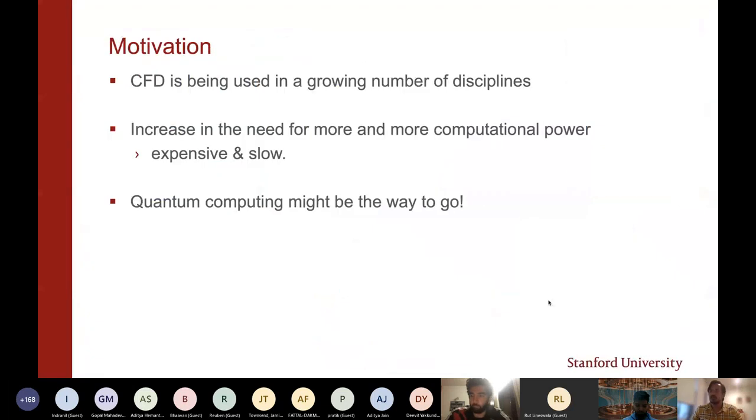So yeah, if you look at all these, CFD is being used in a growing number of disciplines these days. And for all this, we need more and more computational power, and the demand is increasing day by day. Large scale simulations can only be done on large scale, high performance supercomputers, and it's slow and expensive. So one alternate option that I can think of right now is quantum computing for the future.